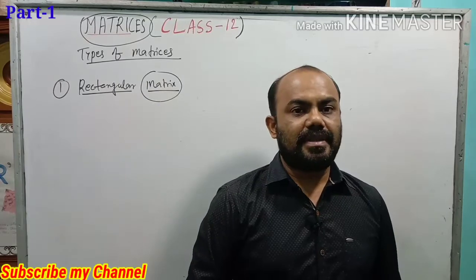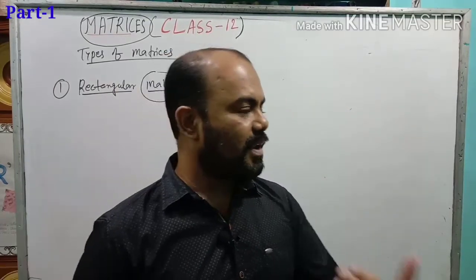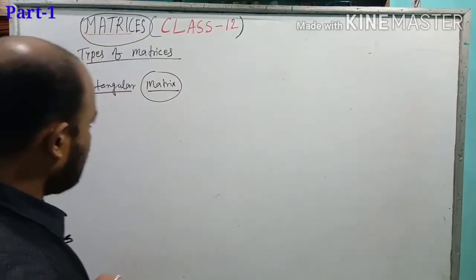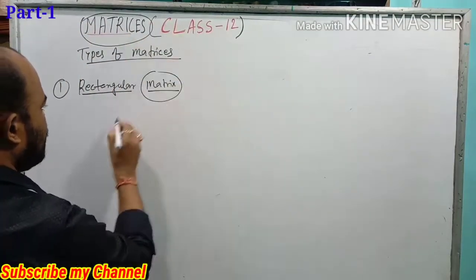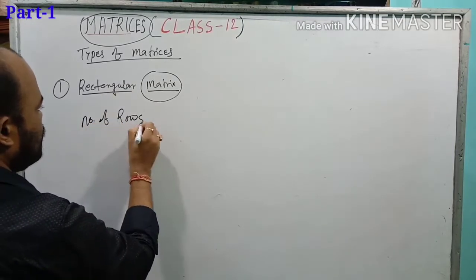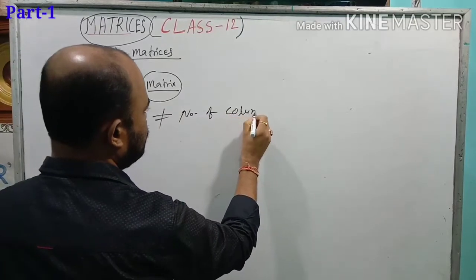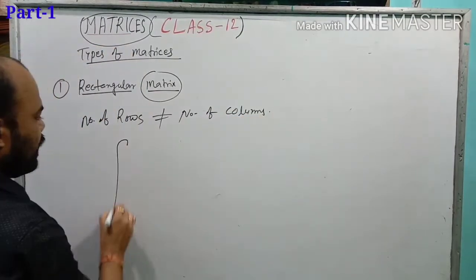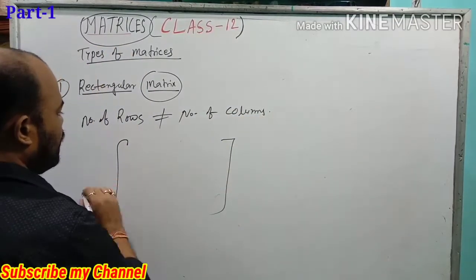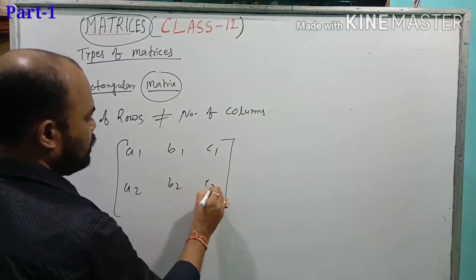Rectangular matrix means the number of rows and the number of columns are not equal. If in a matrix the number of rows and the number of columns are not equal, I am writing in short, number of rows not equal to number of columns. For example, say A1, B1, C1, A2, B2, C2.